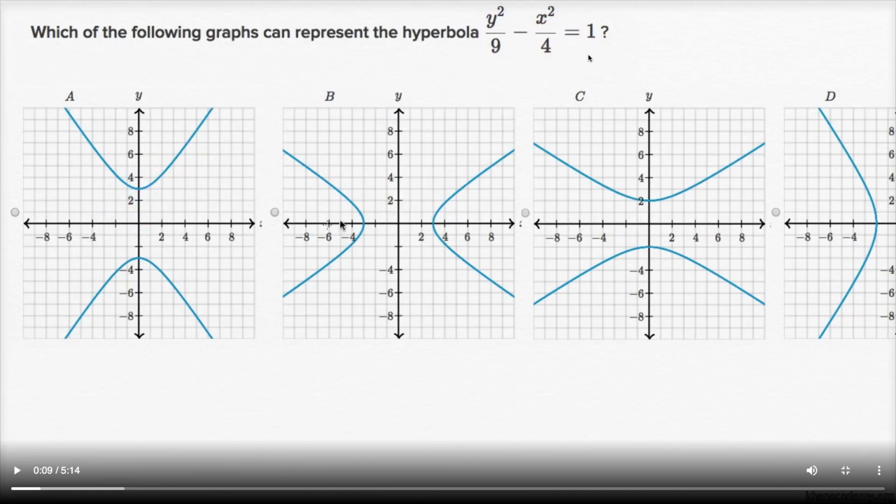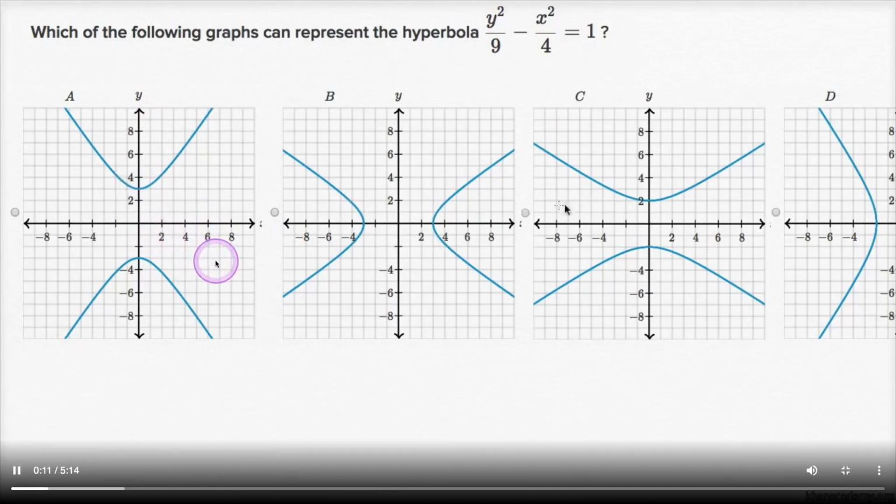Then the y would be equal to positive or negative 1/3. Oh, I'm wrong. So if we set the x equal to 0, then the y squared should be equal to 9. Then the y could be either positive or negative 3. So let's say for this problem, we should choose option A. And we have our 4 choices here.